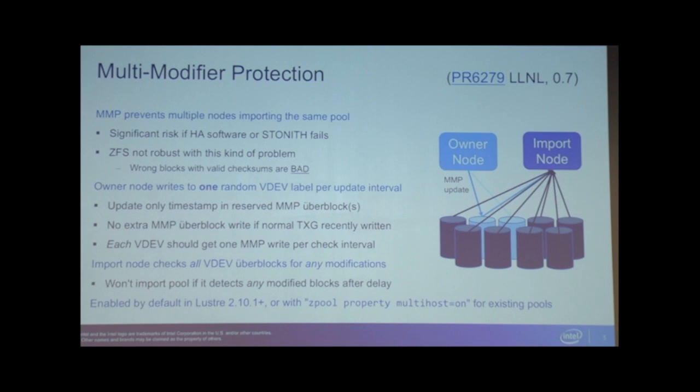So with multi-mount protection, you have a periodic uberblock that's written to each disk, and when another node tries to open the pool, it says, oh, this pool is actually being actively used by the other node. It blocks it at the file system level. So it's not meant as a primary form of high availability, but it protects you in that last belt and suspenders type mode. Lustre will enable this feature by default in Lustre 2.10 and later.